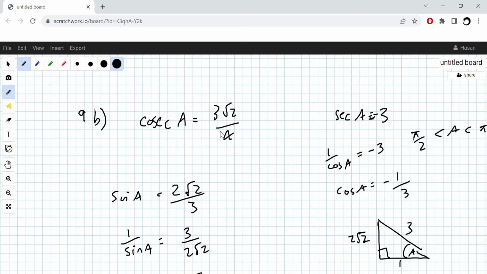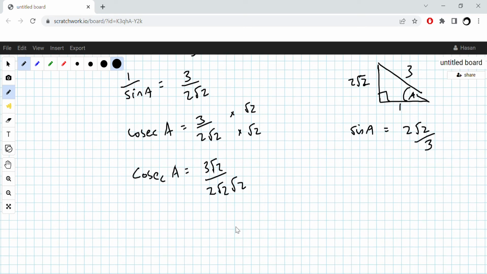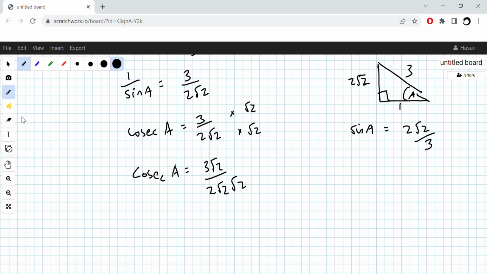Now they want us to give 3 root 2 over 4. We have this. What we can recognize is we can rationalize this fraction by timesing top and bottom by root 2. So we're going to be left with 3 root 2 on the top, then 2 root 2 root 2. When you times two surds together, that gives you the number inside. So root 2 times root 2 is simply 2. So 2 times 2 is 4, and that gives us 3 root 2 over 4, which is what they wanted.